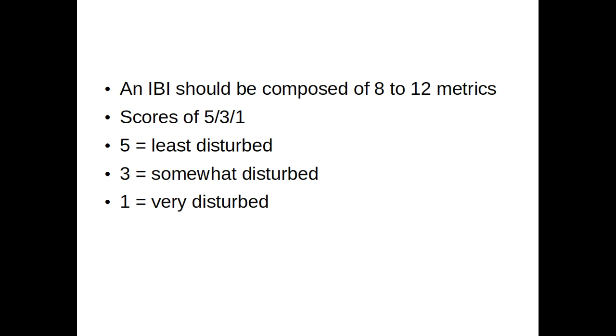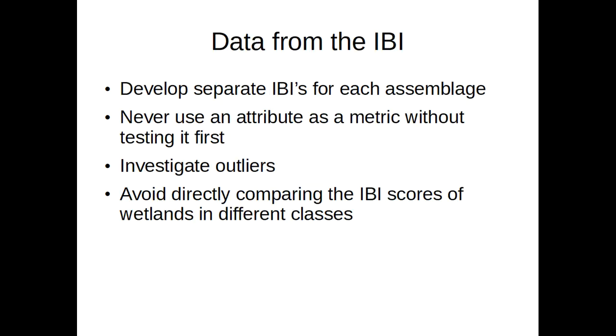For a metric such as the number of intolerant taxa, a wetland with a lot of intolerant taxa may receive a 5, and a wetland with no intolerant taxa may receive a 1. The metric scores associated with a wetland are usually added together to calculate the IBI score. Here are the recommendations for developing metrics in IBIs. First, develop a separate IBI for each assemblage, because it makes it easier for other organizations to use or adapt the IBI.